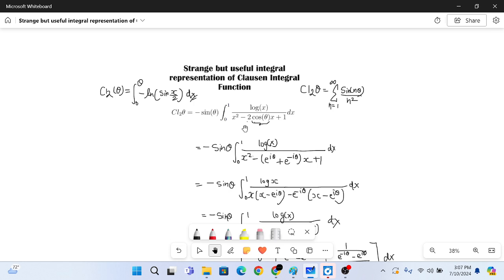Say for θ equals 0 or π by 2, its value is obvious from the series, but for 2π by 3 or π by 3, it might not be obvious from this series. So we'll have to use this integral representation, and that will be helpful.